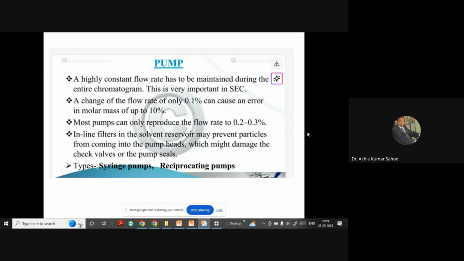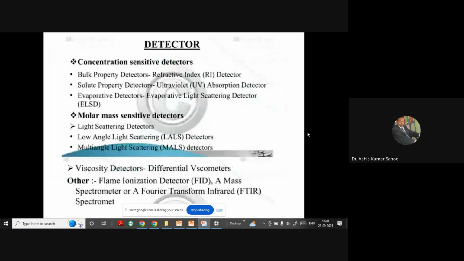A change in flow rate of only 0.1% can cause an error in molar mass, so the flow rate must be reproducible. Then there are the detectors we can use: concentration sensitive detector, bulk property detector, refractive index detector, solute property detector, ultraviolet absorption detector. So these are the different detectors.